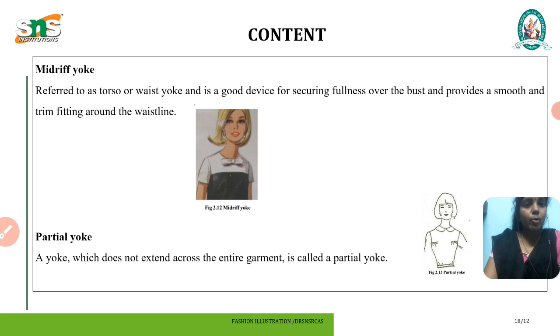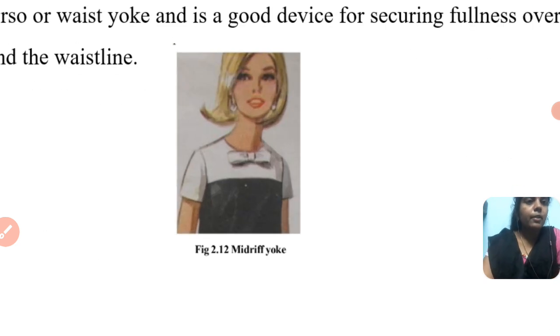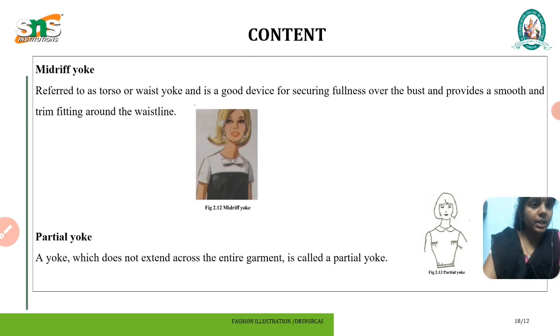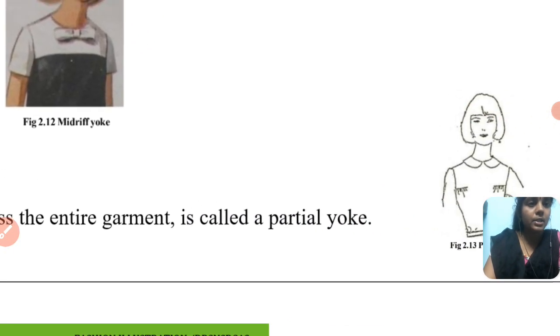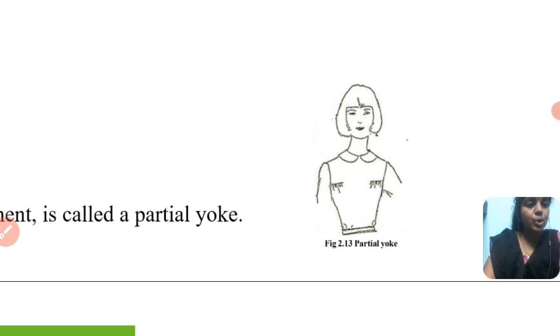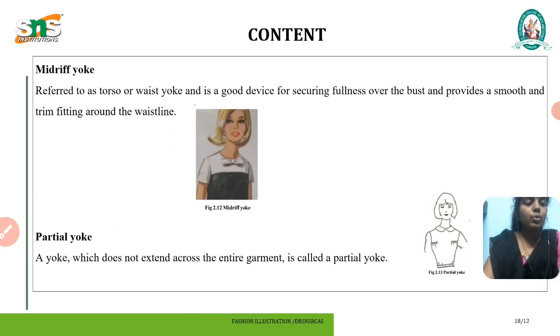So we are going to see about midriff. It is referred to as a trousseau or waist yoke and is a good device for securing fullness over the bust and provides a smooth and trim fitting around the waistline. In this image we can clearly see from the shoulder to above the chest line, it is a midriff yoke. Next one is the partial yoke, a yoke which does not extend across the entire garment. From the shoulder to the waistline it comes under a partial yoke. So those are the two types of yokes.